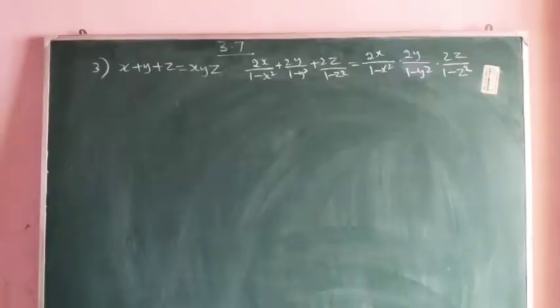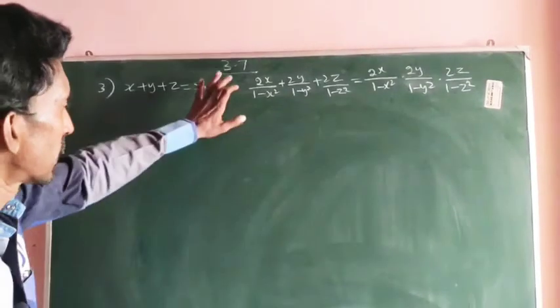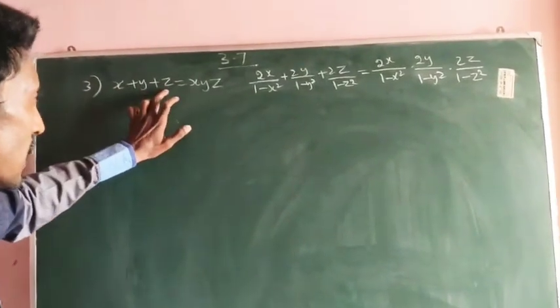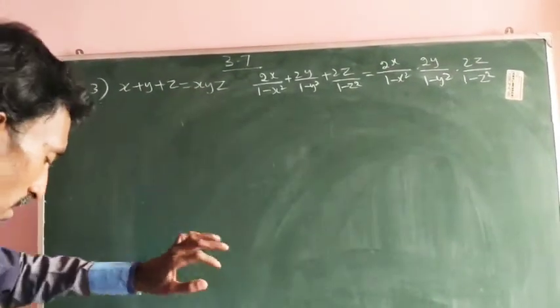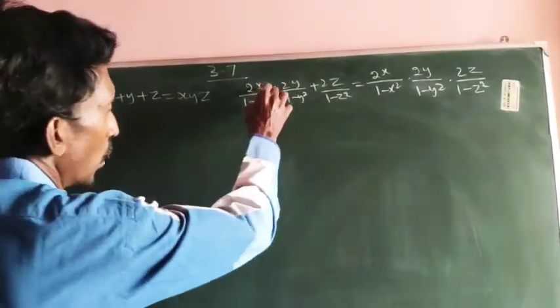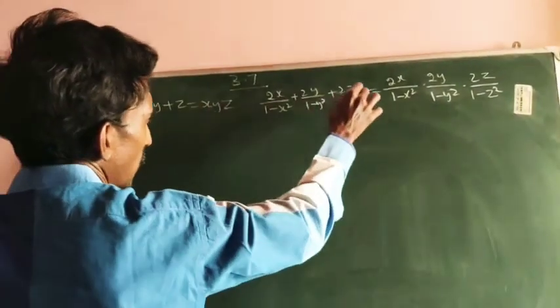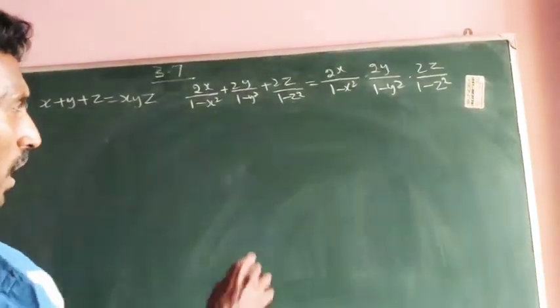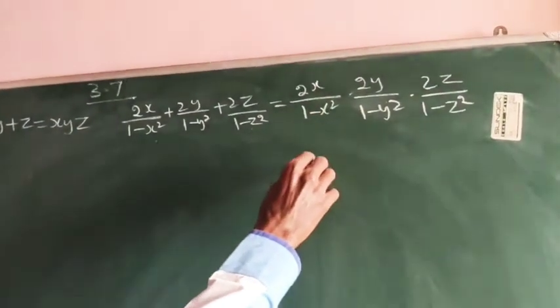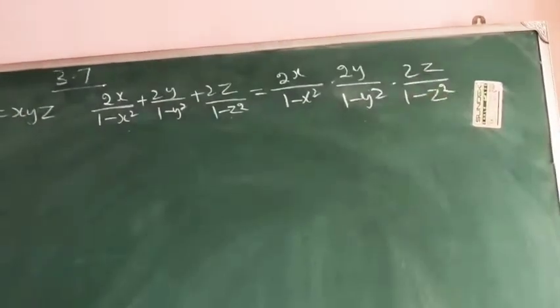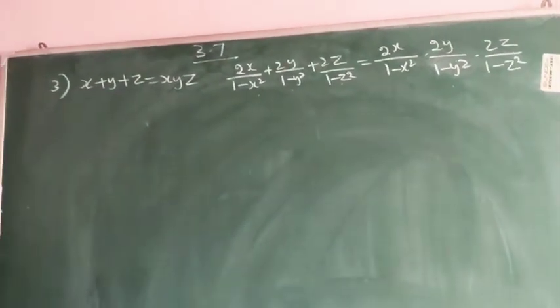Question number 3 in exercise 3.7. The question is, if x plus y plus z equals x into y into z, then prove that 2x by (1 minus x square) plus 2y by (1 minus y square) plus 2z by (1 minus z square) equals 2x by (1 minus x square) into 2y by (1 minus y square) into 2z by (1 minus z square). That is our aim.